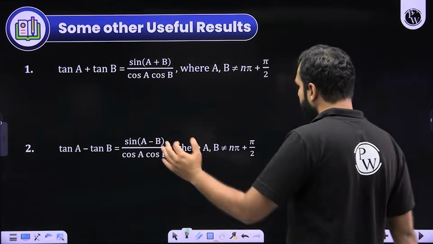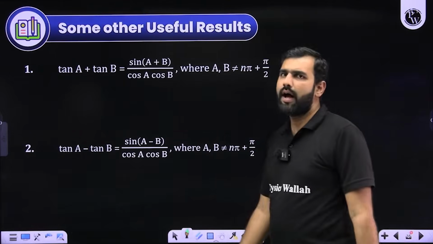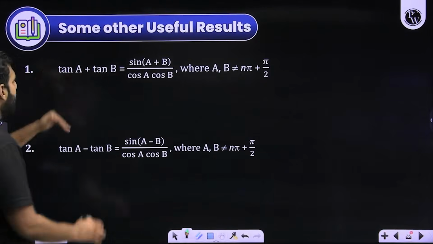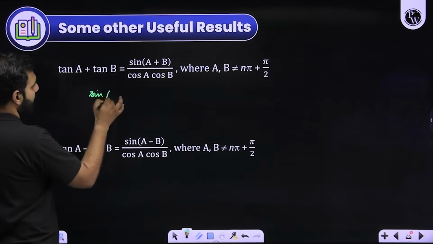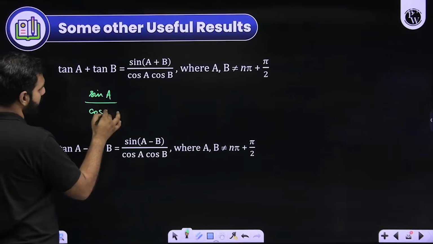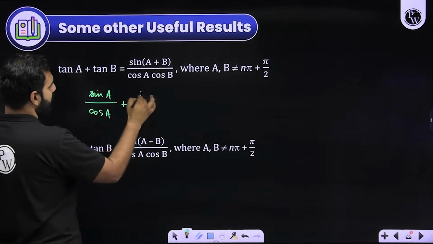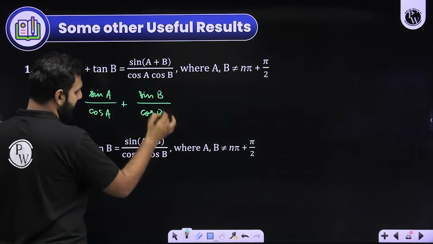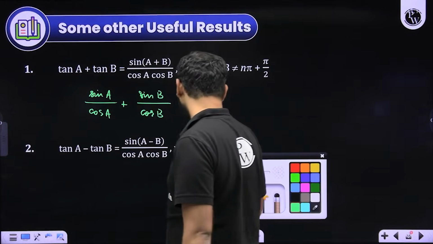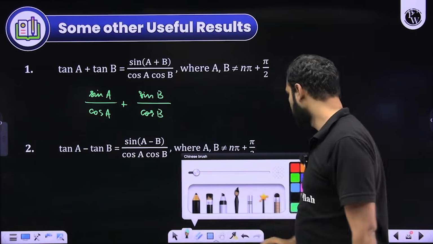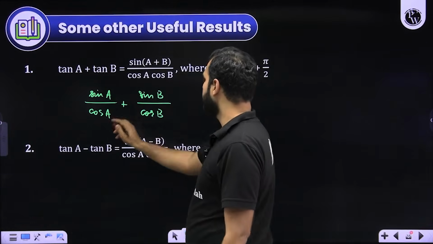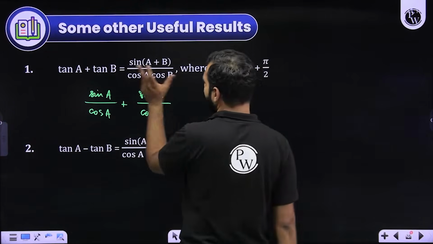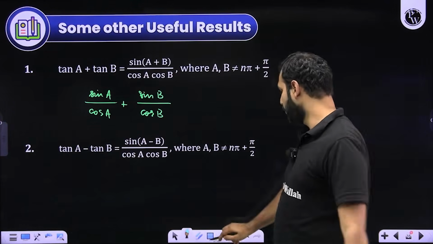Now, this is also something very useful. How do we do it? The proof is pretty simple. You can write tan A as sin A upon cos A, and we can write tan B as sin B upon cos B. Now, I hope most of you must have started seeing that, yes, the job is done. Why? Because now you would be seeing sin A cos B + cos A sin B, which is sin(A+B) in the numerator. And in the denominator, I'll have cos A cos B. So I hope the proof was pretty simple.